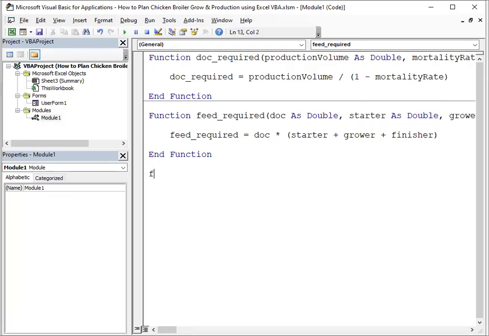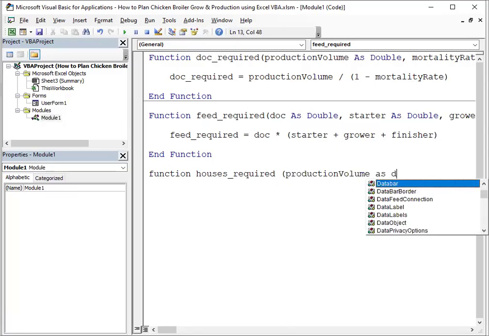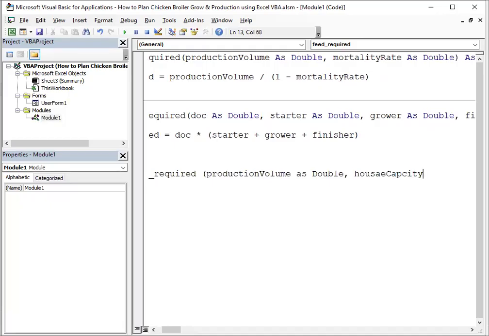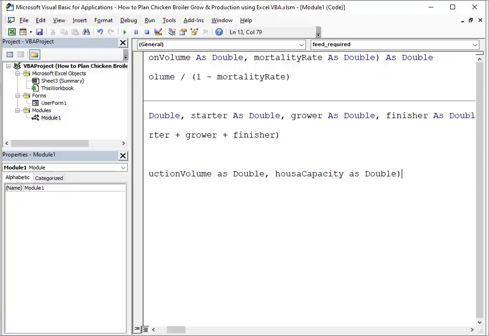Then the third function that I'm going to create is for the houses requirement. Okay, function houses underline required. All right. We're going to say production volume. Very important is the production volume because that would be the basis of the production planning, as double again. Then house capacity. How many birds are going to fit inside the house? 20,000, 30,000, as double, as double.